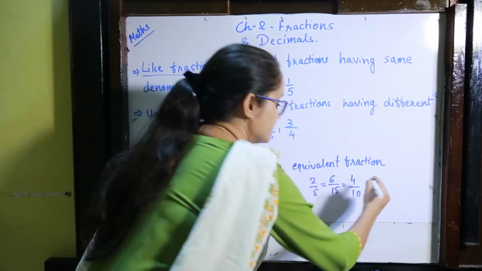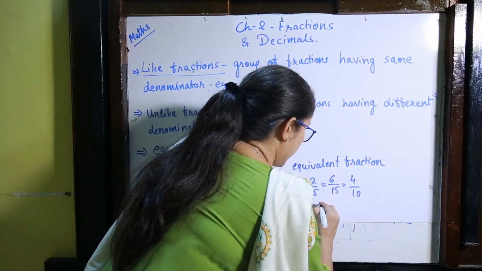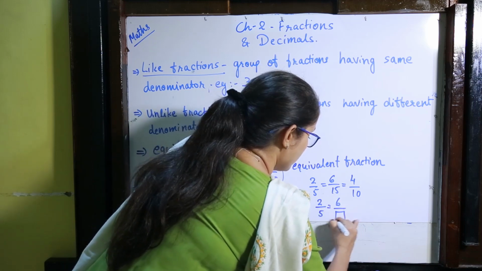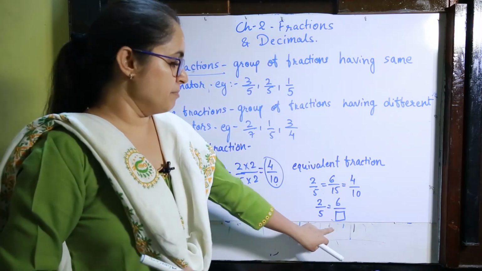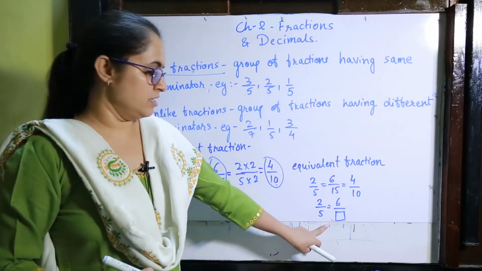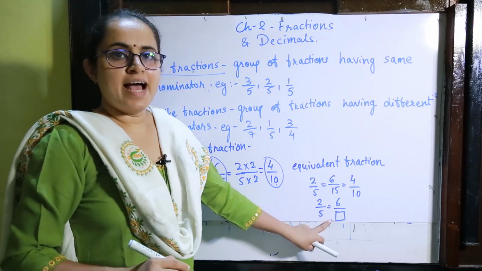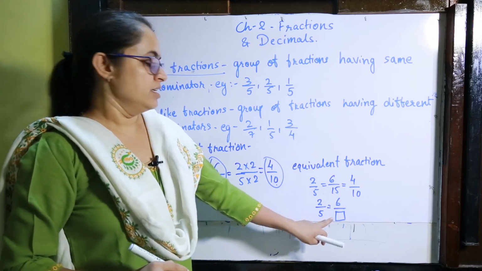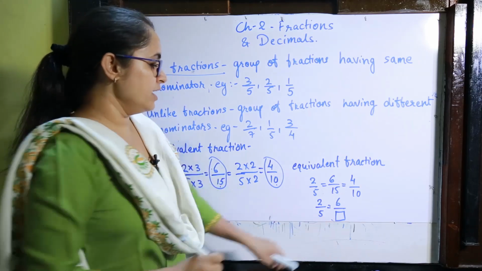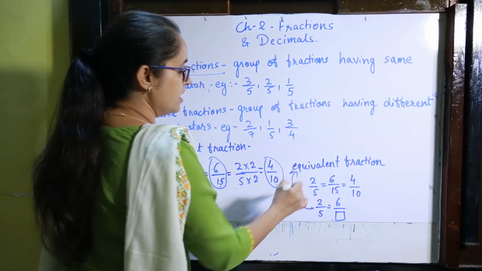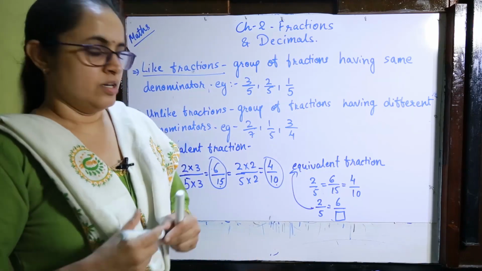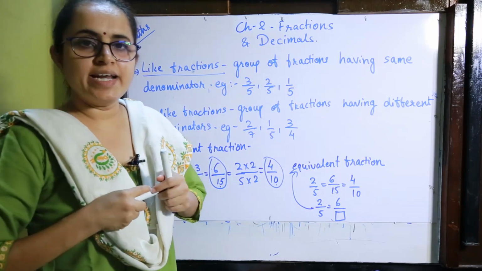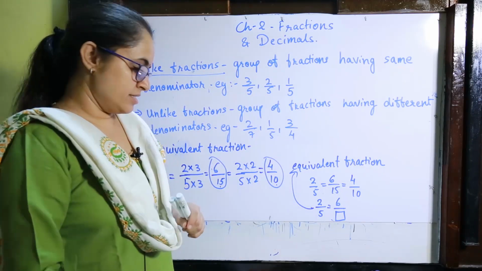If you remember, fill in the blanks kind of things came in class 6. For example, 2 upon 5 is equal to 6 upon a box. This kind of exercise was there in class 6 and you have solved it. So these are the concept of equivalent fraction. All these concepts you have already studied in class 6.